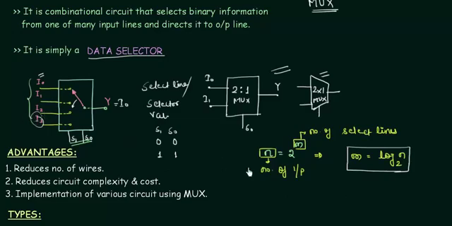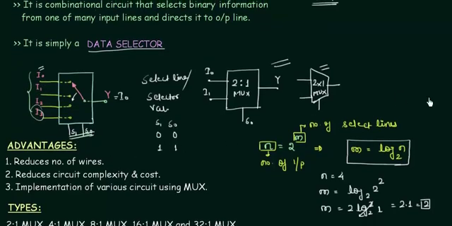In this case, n is equal to 4. So let's find the value of m. It is log base 2 of 4. 4 can be written as 2 to the power 2, so m is equal to 2 log 2, and log 2 base 2 is equal to 1. So 2 multiplied by 1 gives you 2. So the number of select lines or selector variables is 2. And as you can see, I have already taken S0 and S1, two selector variables in this particular case.